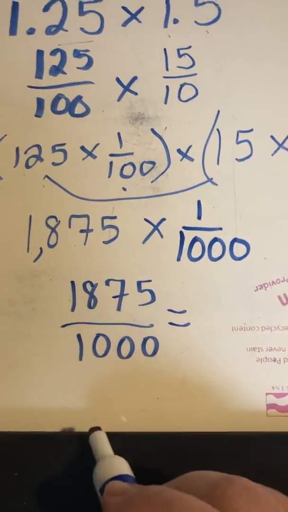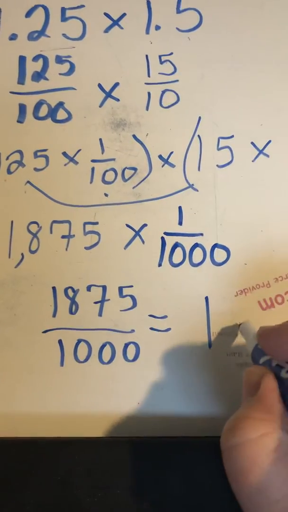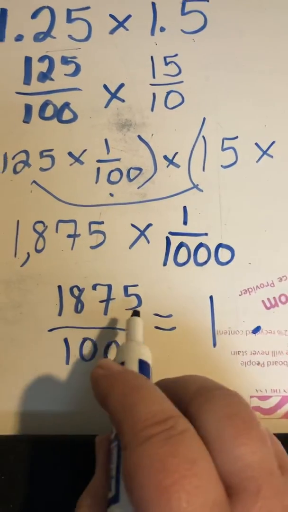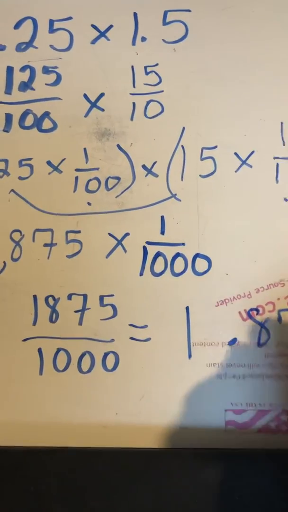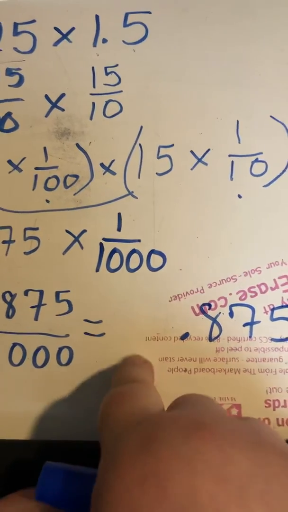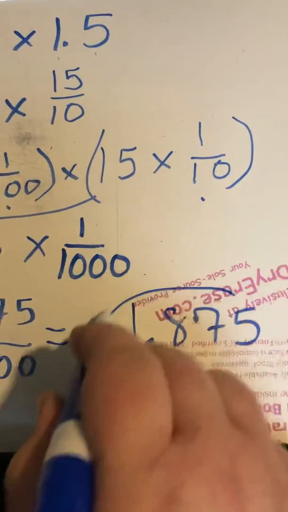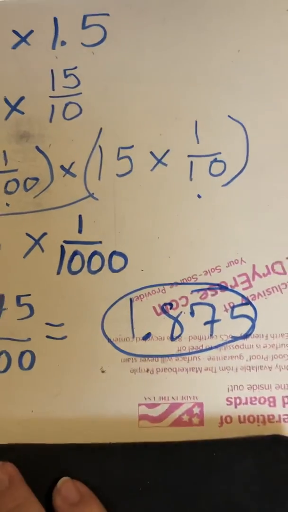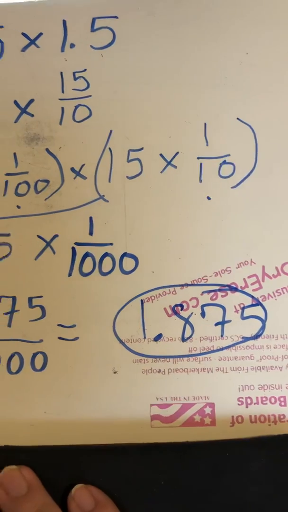So 1,000 thousandths is going to be 1 whole. And then I'm left with 875 thousandths. So it would be 875. And I'll just move that over a little bit. So my final answer is going to be 1.875, 1 and 875 thousandths.